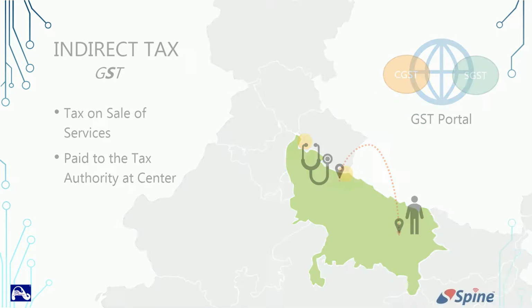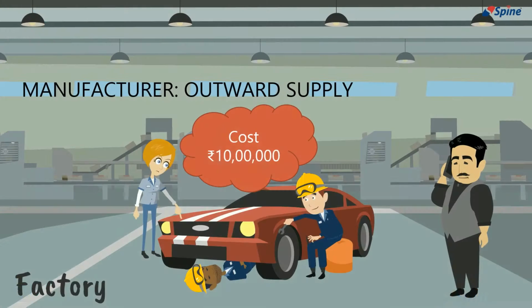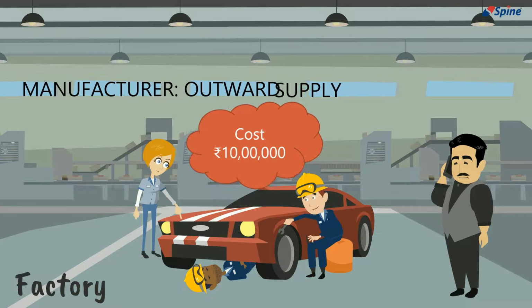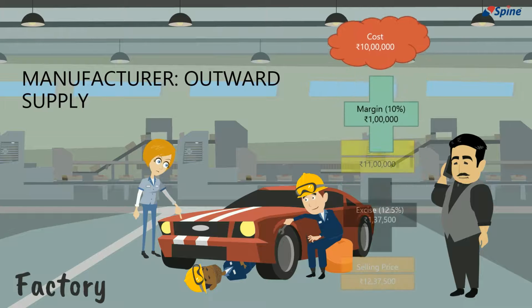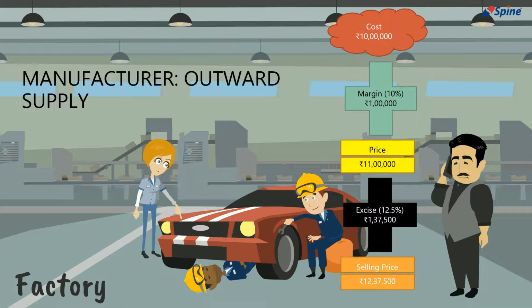Now, let's look at the revised pricing in GST regime. For simplification, we would assume that the manufacturing cost of Mustang stays the same, although this may also change, since the tax on raw material would change. The manufacturer adds 10% margin on his cost. Previously, this made a price of 11 lakhs. We had charged excise on it, making a total of 12,37,500. We had charged VAT over the value of excise. That had led to double taxation.